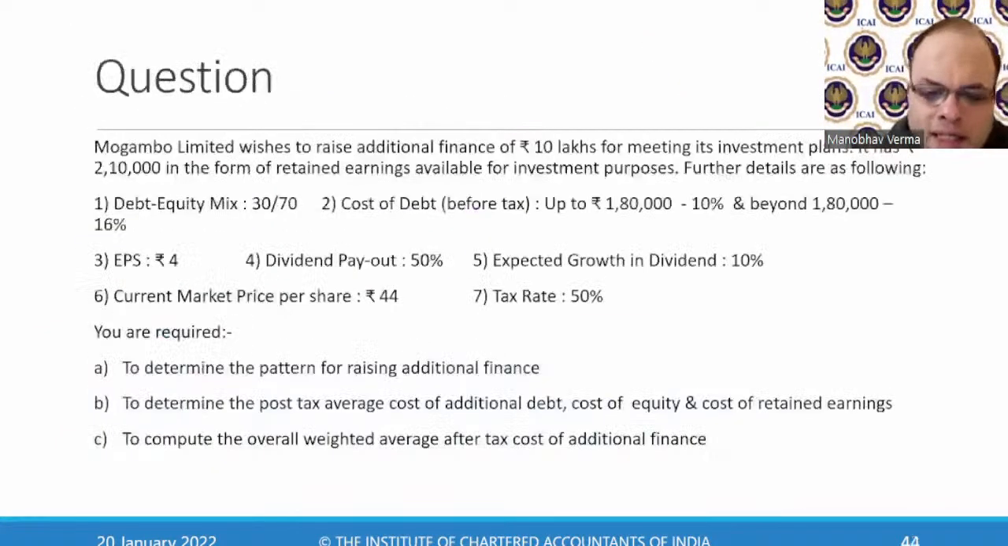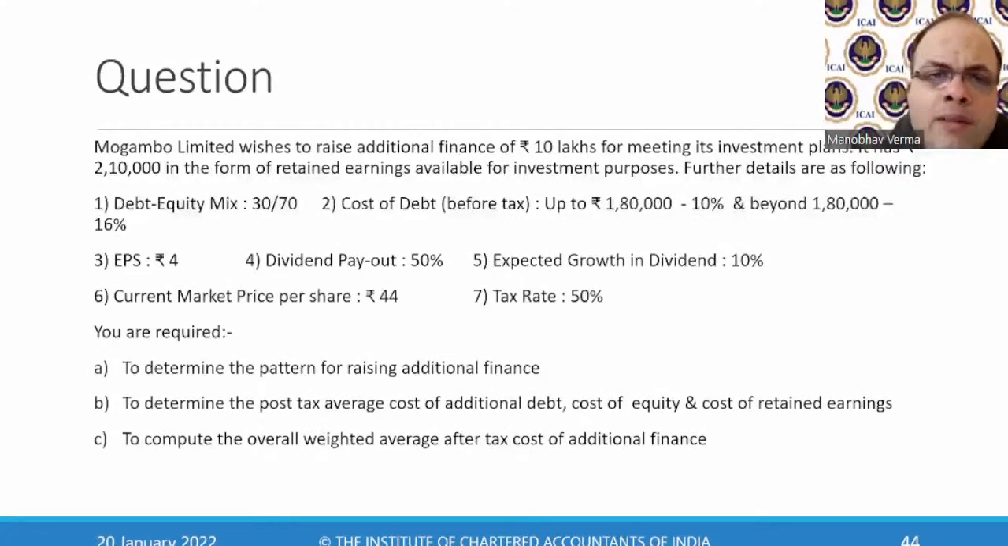Okay, guys, let's move on to the last question of the evening, and then I will also give you one question for the homework. Mogambo Limited, as they always say, right? Probably at the end of all the questions or all the sessions, we generally say Mogambo Khush hua, right? So let's try a question of Mogambo Limited.